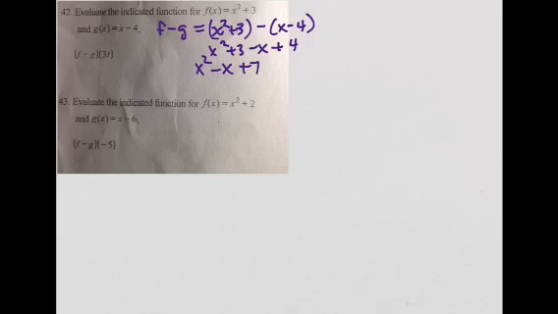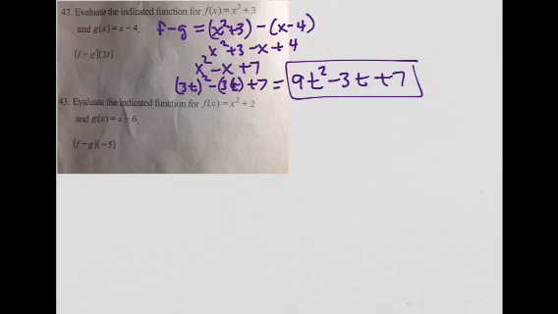So now I'm going to evaluate it at 3t. Okay, f minus g of 3t. So this is 3t squared minus 3t plus 7. It's a funny looking t. So the final answer would be 9t squared minus 3t plus 7.